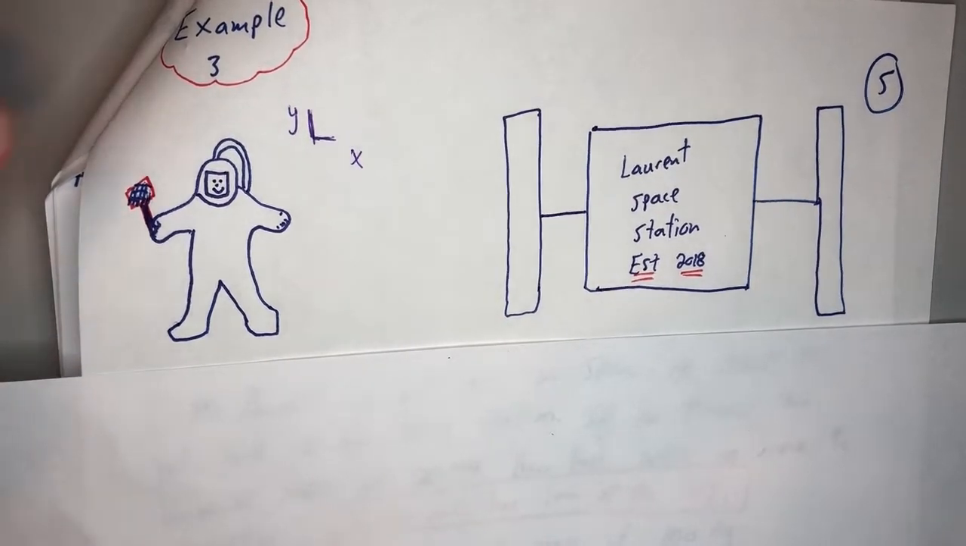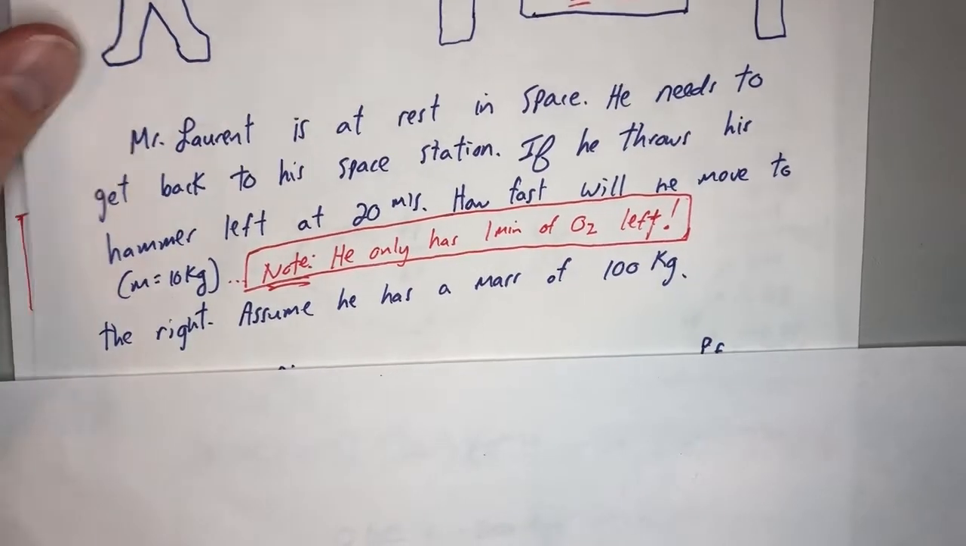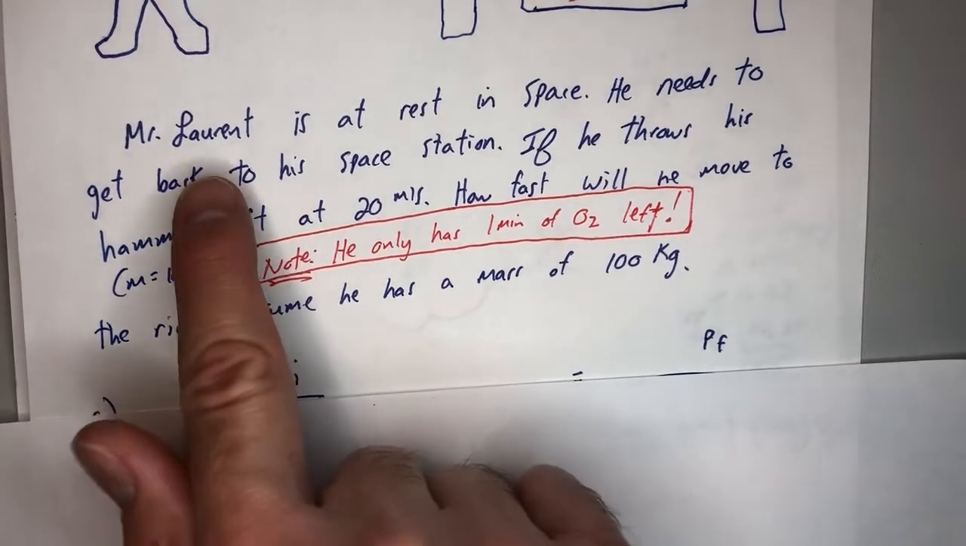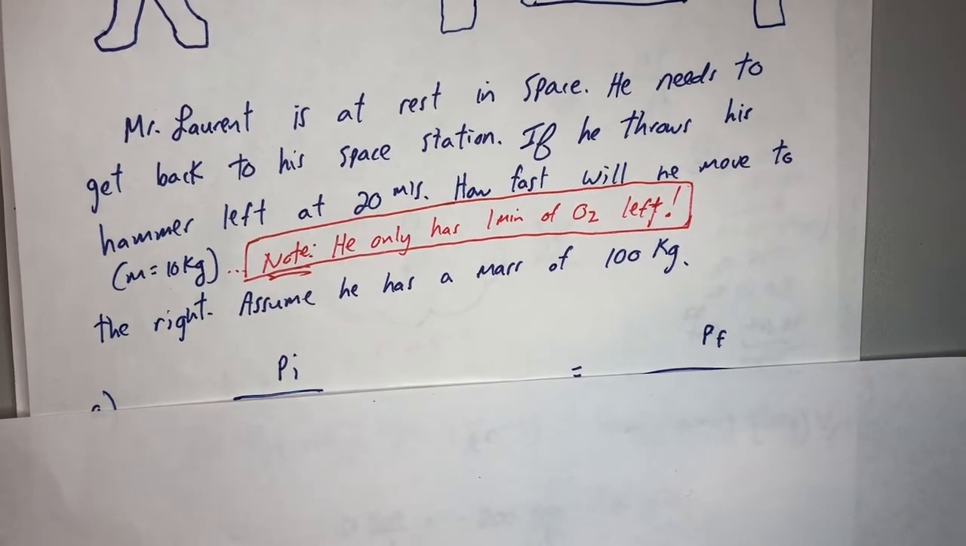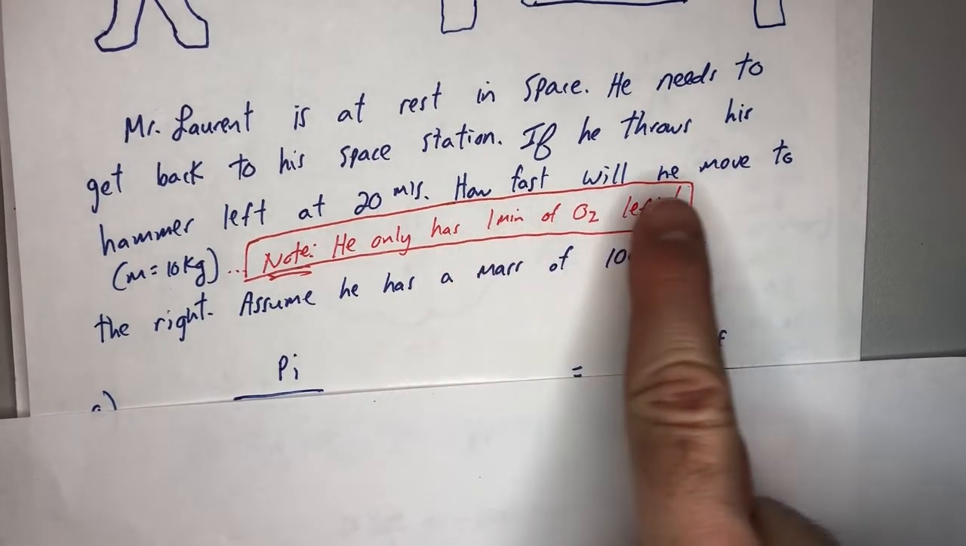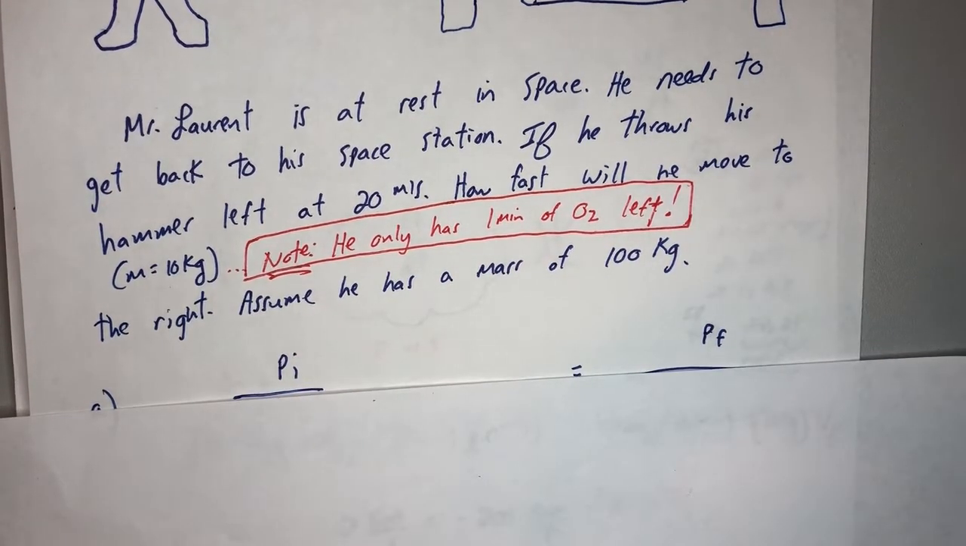But let's prove it to ourselves right now. Lots of words, I apologize. Just write down your givens. Mr. Laurent is at rest in space. He needs to get back to his space station. If he throws his hammer left at 20 meters per second, 44-ish miles per hour, how fast will he move to the right? Oh, sorry, that messed me up.